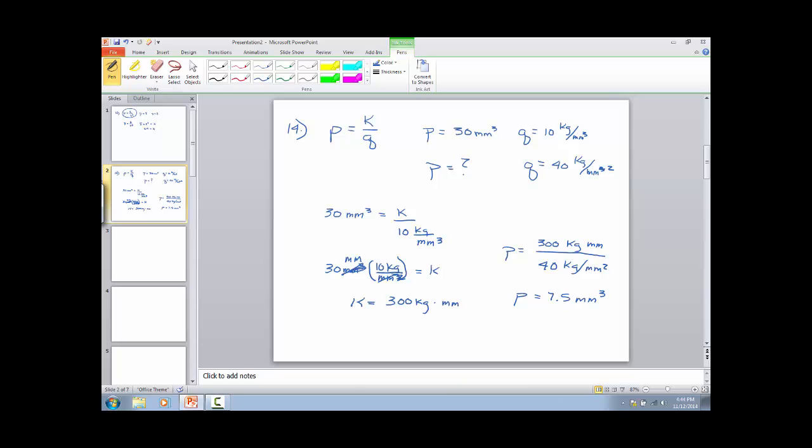millimeters cubed. Okay. So you see how we took the original equation, we put in values to find our constant, and then we have relative information, something very similar that we can use the same constant, 300, in order to get the new P. And what was that P? Did it tell us what that P stood for? No, it didn't.